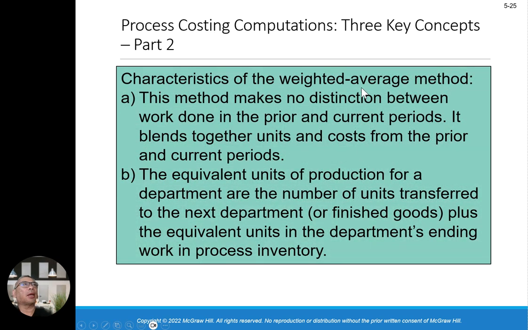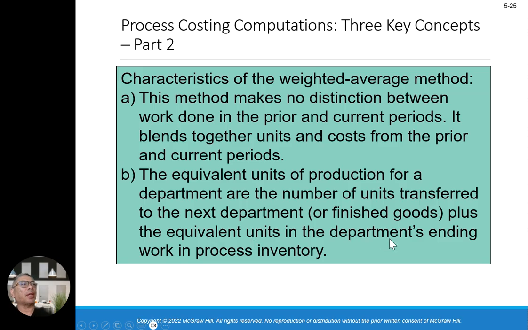So, characteristics of the weighted average method: there are two of them. This method makes no distinction between work done in prior and current periods. It blends together the units and costs from the prior and current periods. Okay, that's the first characteristic. Number two, the equivalent units of production for the department are the number of units transferred to the next department.